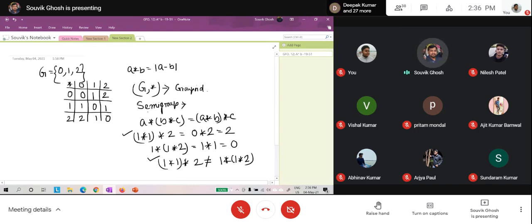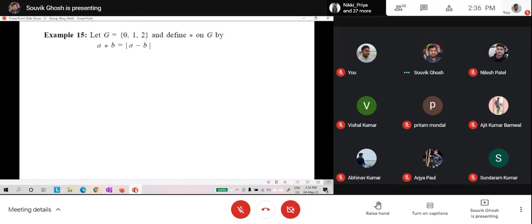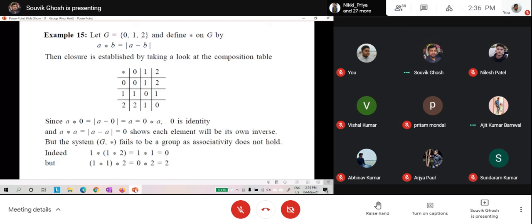Since this is not a semigroup, there is no question of checking the other properties of a group. That means it is not a group. Is it clear? Yes, sir.